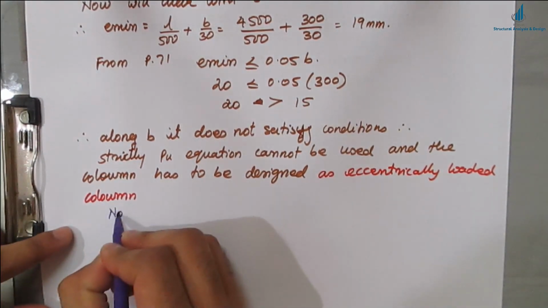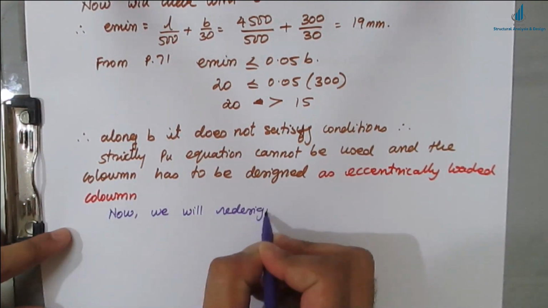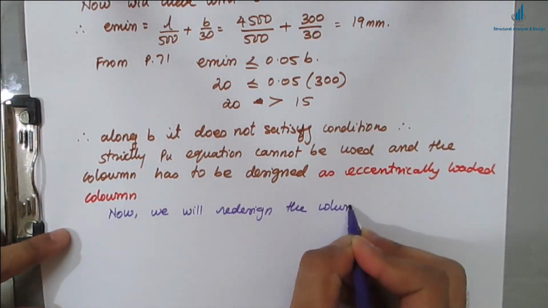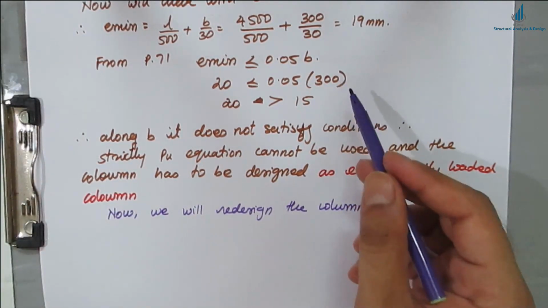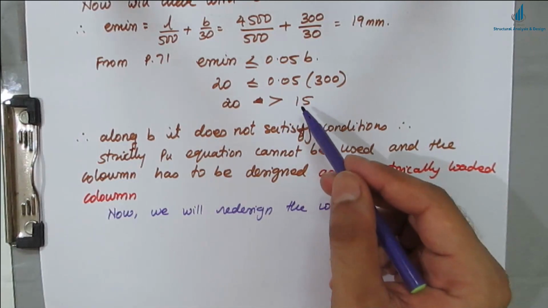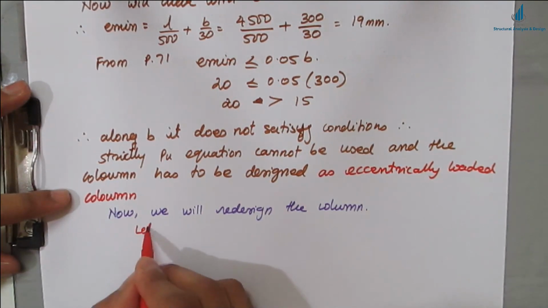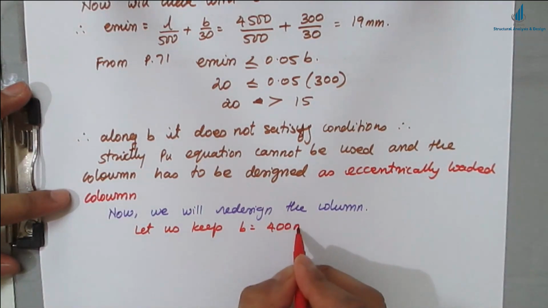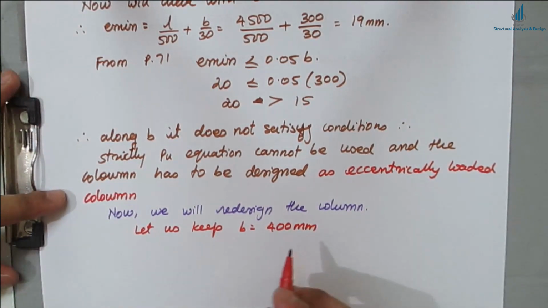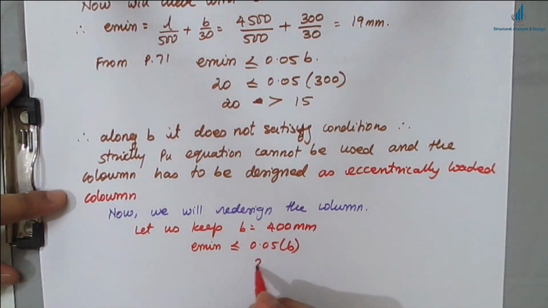Now we will redesign the column. Redesign the column means what will happen? You just have to increase your B and make the eccentricity as 20. Let us keep B equals 400 mm. So we are increasing by 100 mm. So e minimum should be less than or equal to 0.05 times B. So this comes around 20.